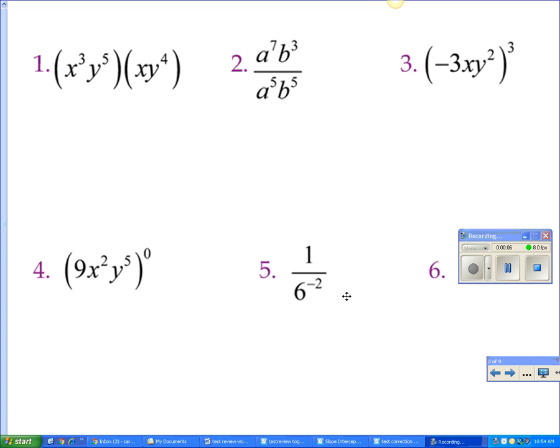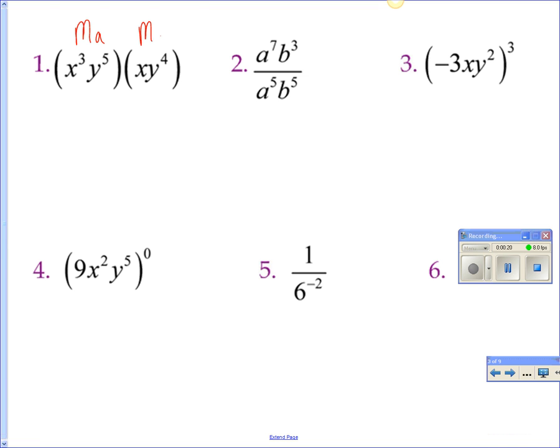Up here, number 1. Does anybody remember what rule number 1 is? Mama, good. Everybody write that on your paper. M-A, M-A. Why is this one the mama rule? What's the clue? Two sets of parentheses makes it the mama rule. When you see two sets of parentheses, you've got the mama rule.